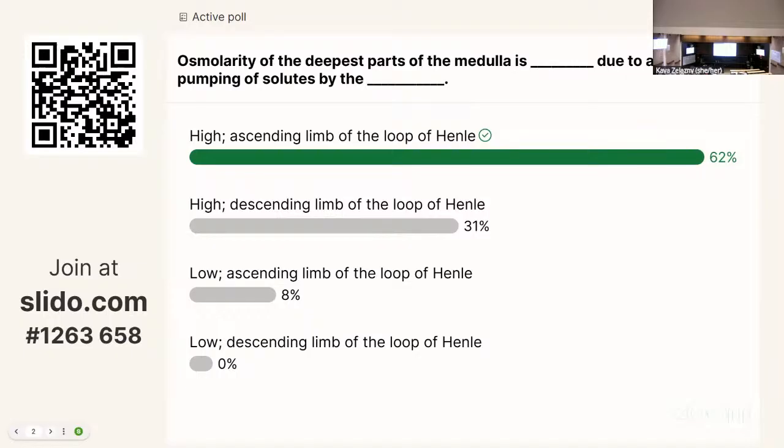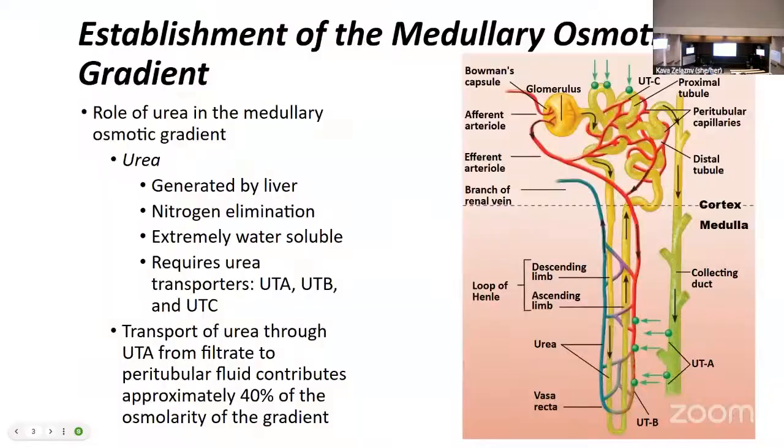So for our descending limb of the loop of Henle, this is where we initially had some water movement possible. It's the ascending limb where we are pumping solutes. Okay, so this is creating this gradient from the ascending limb. Okay, so last time we talked about that establishment, and I know we didn't record because of our technical issues, so I'll find a good short recording of that to put up.